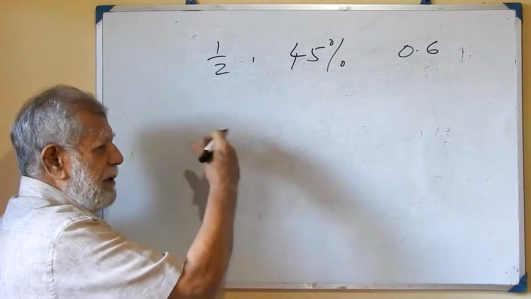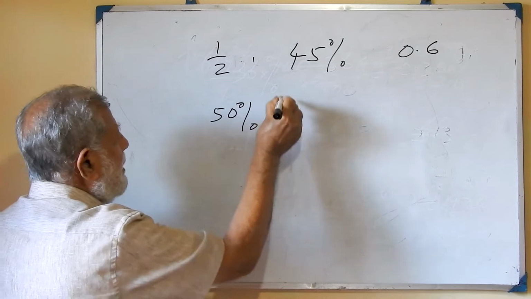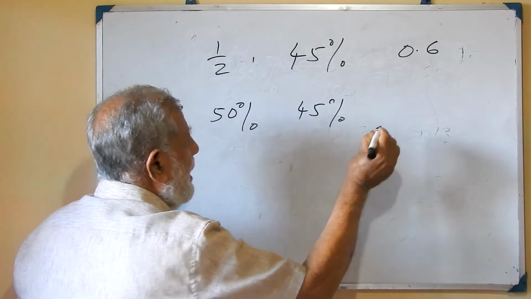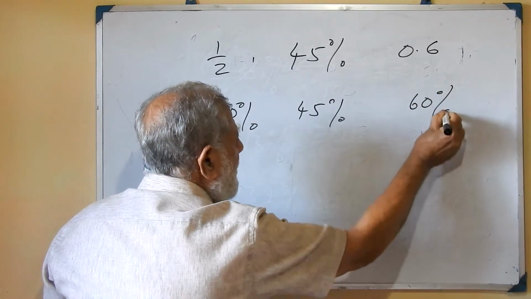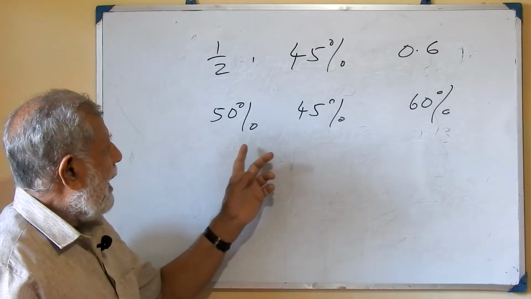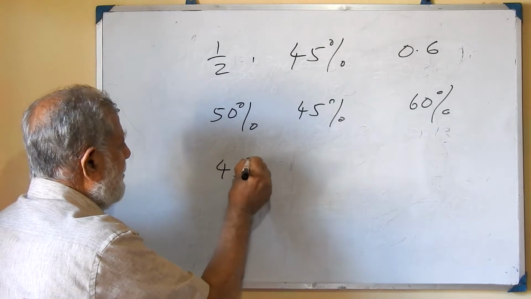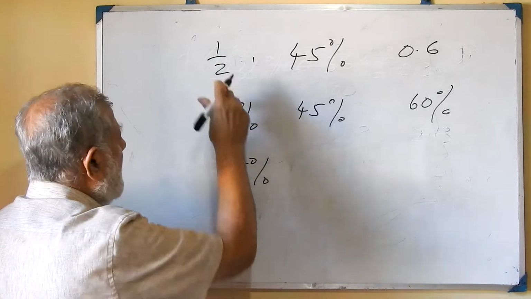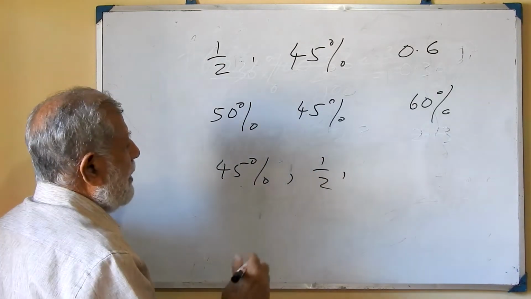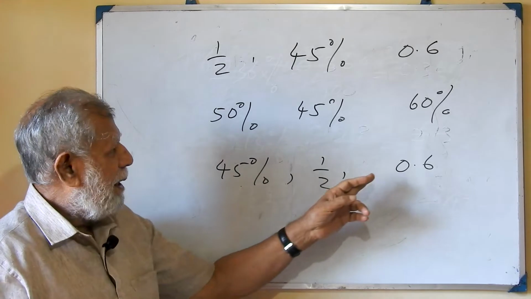Now half we know, we studied earlier also, half is equal to 50%. And this is 45%. And this 0.6 also we studied how to convert to percentage, so this is equal to 60%. Now we can understand easily which is the smallest and which is the biggest. Here 45% is the smallest. So ascending order means we have to write down 45% first. Then the other one is 50%, which is equal to half. And 60% is equal to 0.6. So ascending order is 45%, half, 0.6.